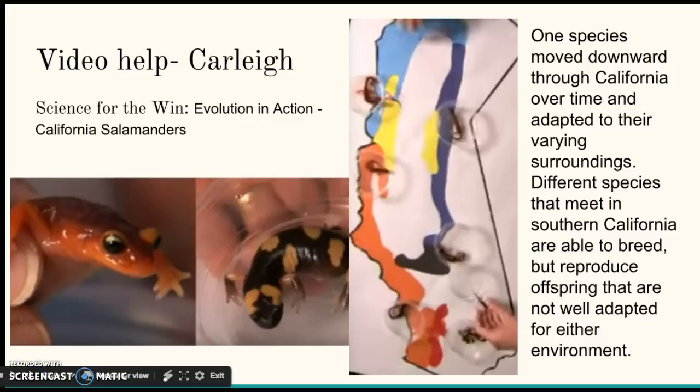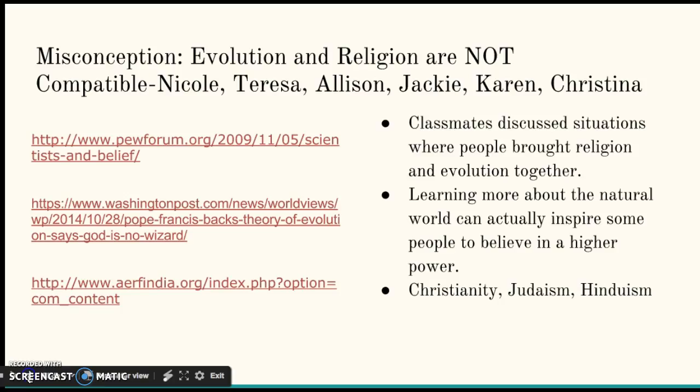And this great video that was posted by Carleigh has this great map of California and all the different species of salamanders, as salamanders have moved down both sides of California along the mountain range and along the coast, and the different species that have evolved over time. Species that meet up at the bottom are different enough that although they can reproduce and make living offspring, that offspring always gets killed off because it's not well adapted for any environment.